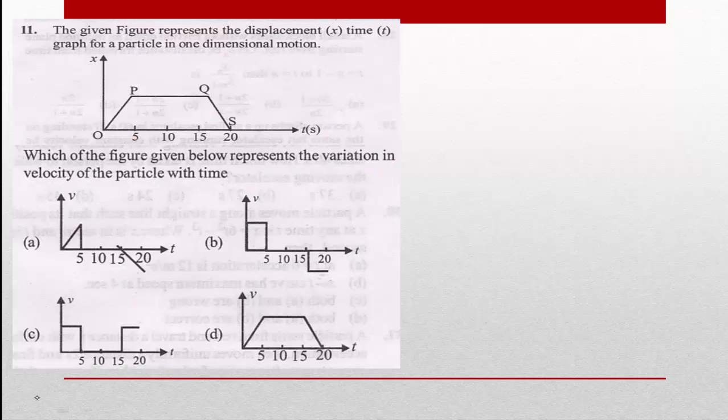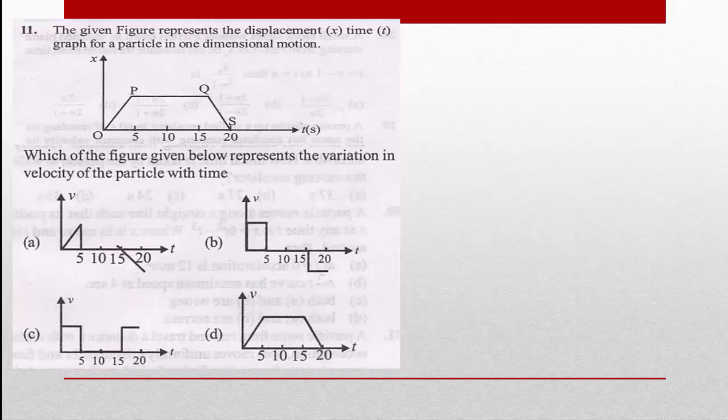And the next question is question number 11. The given figure represents the displacement time graph for a particle in one-dimensional motion. One-dimensional motion means a particle moves along only one axis, right?